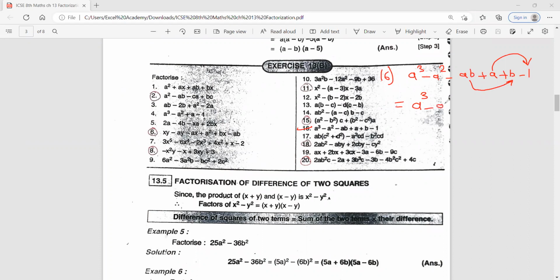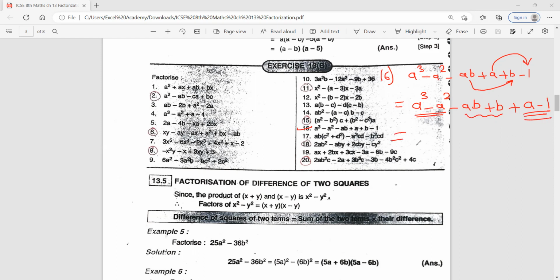A cube minus A square as it is, minus AB plus B, sorry, plus B, we have to make a pair, and plus A minus 1, we have to make a pair. Correct? So now think like this. This is one pair, this is the second pair, and this is the third pair.